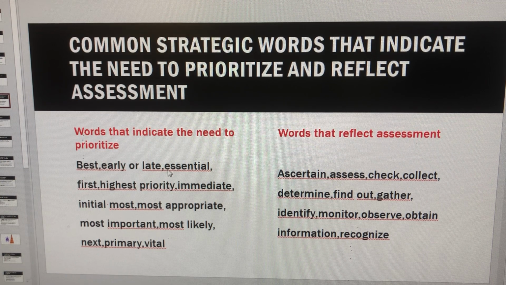Words that reflect assessment: ascertain, assess, check, collect, determine, find out, gather, identify, monitor, observe, obtain information, recognize.